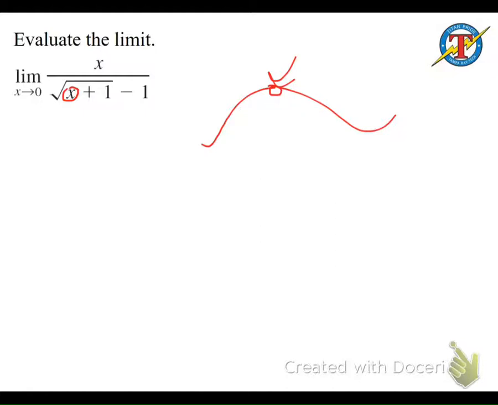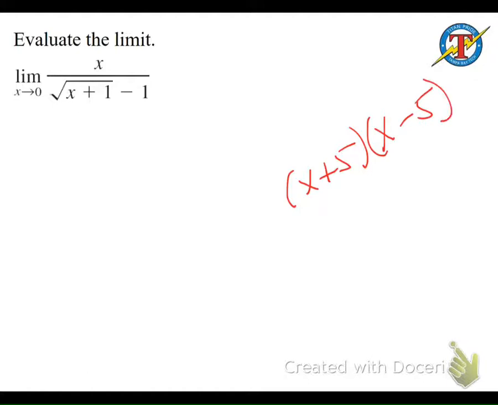So here we go. How do we fix this problem when you have radicals? The key to this problem is to try rationalizing. Okay? What we're going to do is we're going to multiply by, I'll give you a hint. I'm going to go a little bit sideways for a minute. When you multiply something like this, let's say I have x plus 5 times x minus 5. When you multiply two binomials like that, what happens?